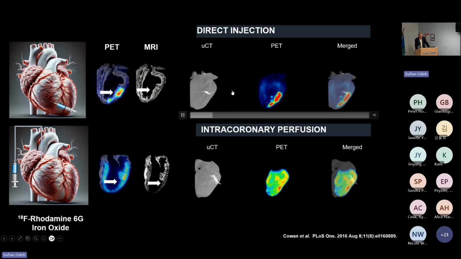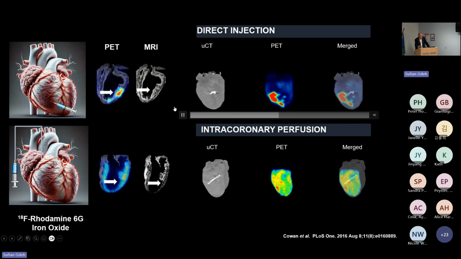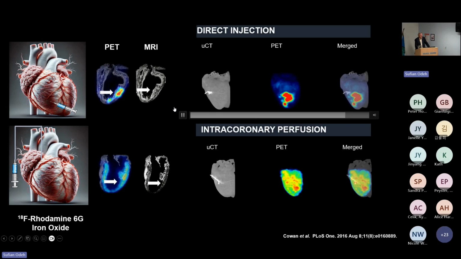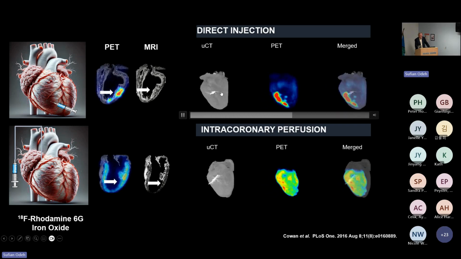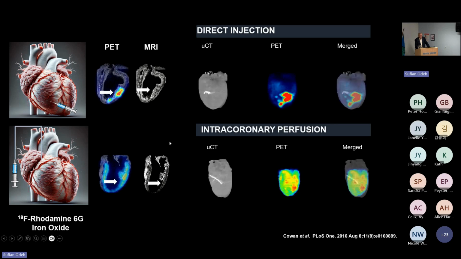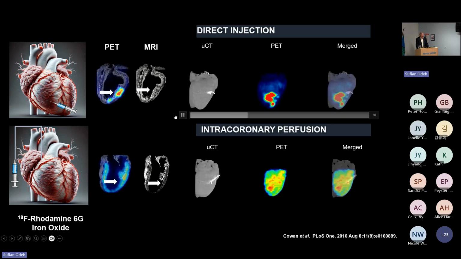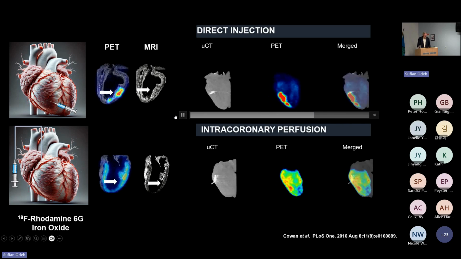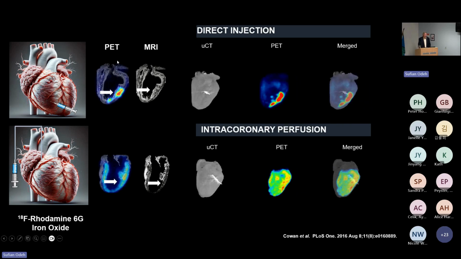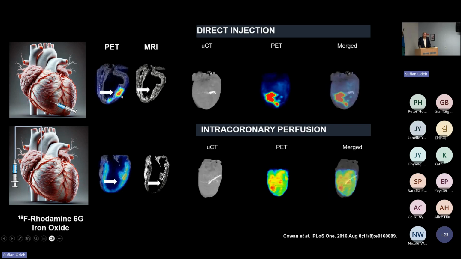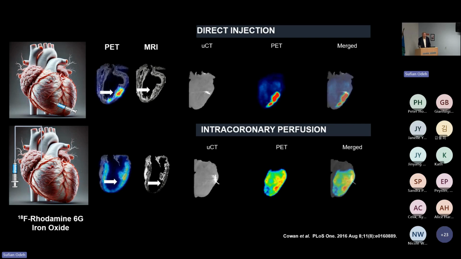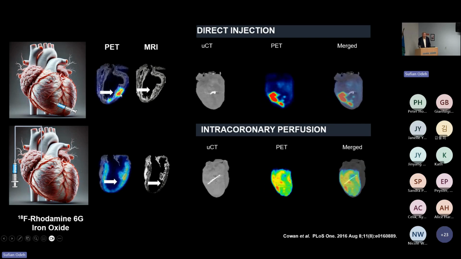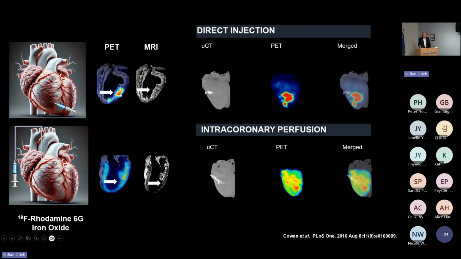So this is just to show you what happens after you isolate them. This is just a CT. That is a stainless steel suture just to show you the location of the LAD. I've just put that in for identification. We've labeled the mitochondria here with F18 and rhodamine and iron oxide. And you can see if you inject them by direct injection, they stay fairly local.